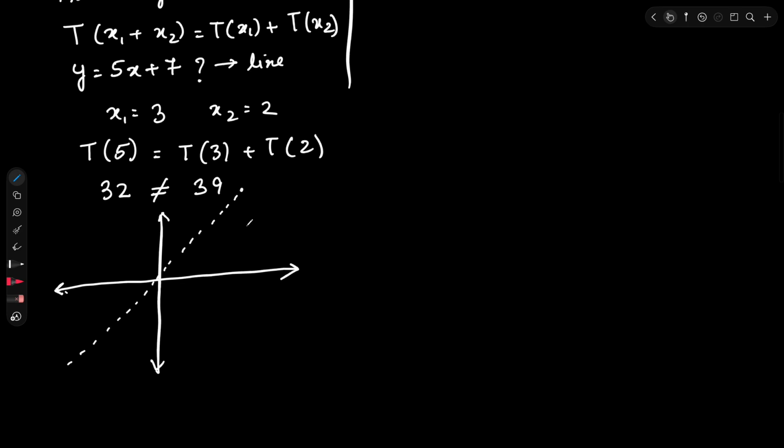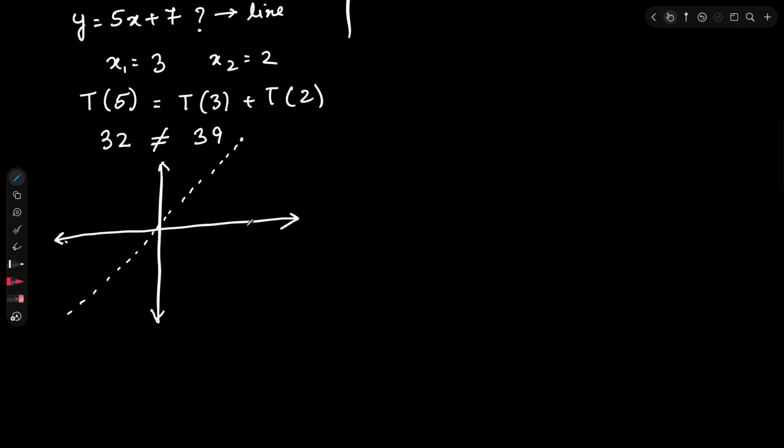So this is the actual meaning of a linear function. Linear functions are never meant to be like this or like this. Even if the function is a straight line, it may not be linear. The only linear functions are always meant to move through the origin.